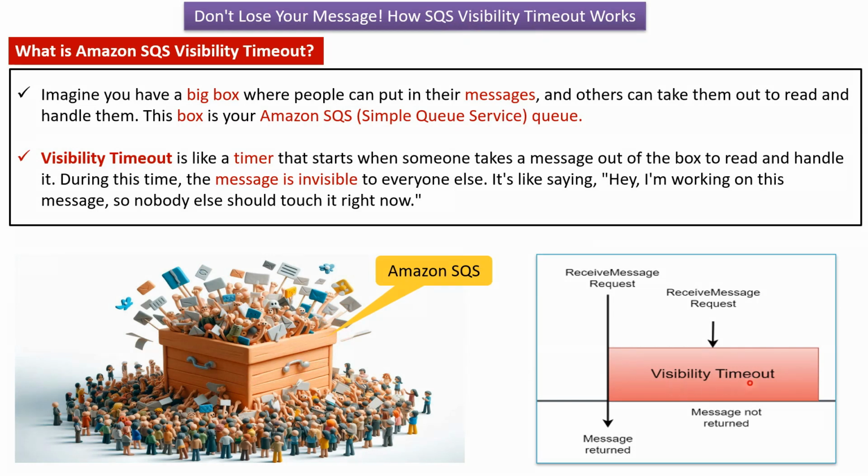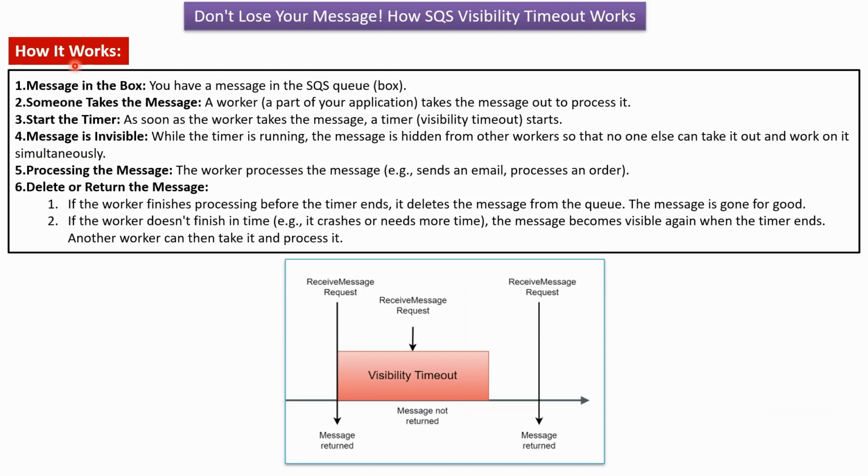Visibility timeout is like a timer, and the timer starts when someone takes a message out of the box to read the message and handle the message. During this time, the message is invisible to everyone, and it is like saying, "Hey, I am working on this message, so nobody else should touch it right now." Now we will see how SQS visibility timeout works.